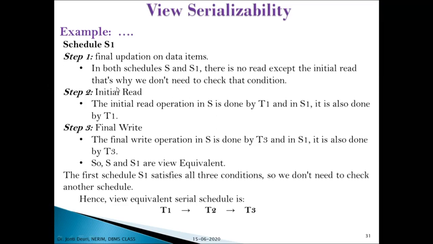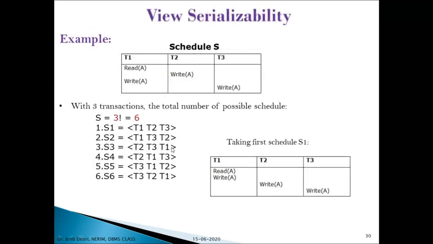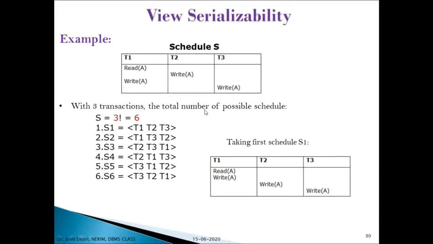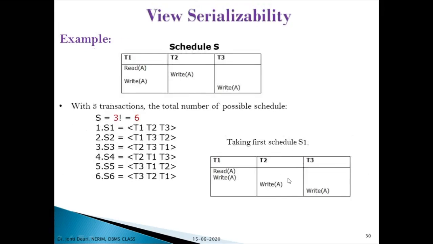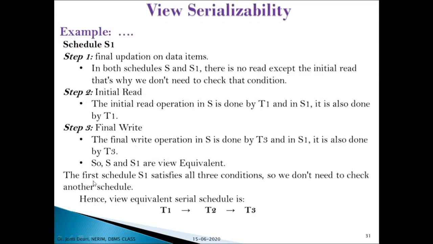Okay, then the initial read. What is the initial read operation in S? It is done by T1, and in S1 it is also done by T1. That's what I just said to you. See here, the initial read is done by T1, here also the initial read is done by T1, right? Then the final write operation in S is done by T3, and in S1 also it is done by T3, right? So the first schedule S1 satisfies all 3 conditions, so there is no need to check the others, right?